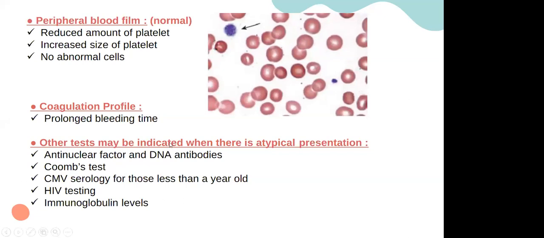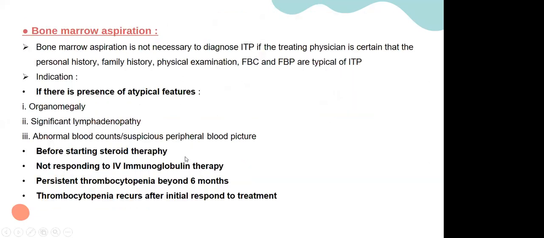These are the other tests that may be indicated when there is an atypical presentation. So bone marrow aspiration is not necessary if the physician is certain that the diagnosis is correct, if the personal history, family history, physical examination, full blood count, and full blood picture are typical of ITP. However, it is indicated if there is presence of atypical features such as organomegaly, significant lymphadenopathy, and also abnormal blood count or suspicious peripheral blood picture.